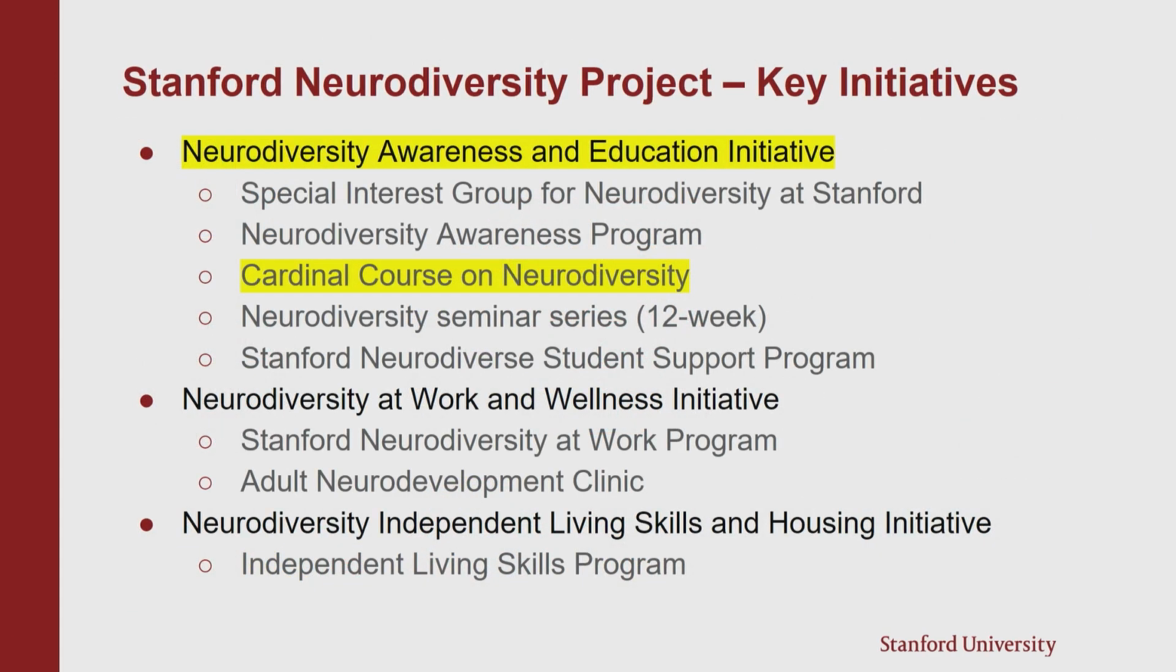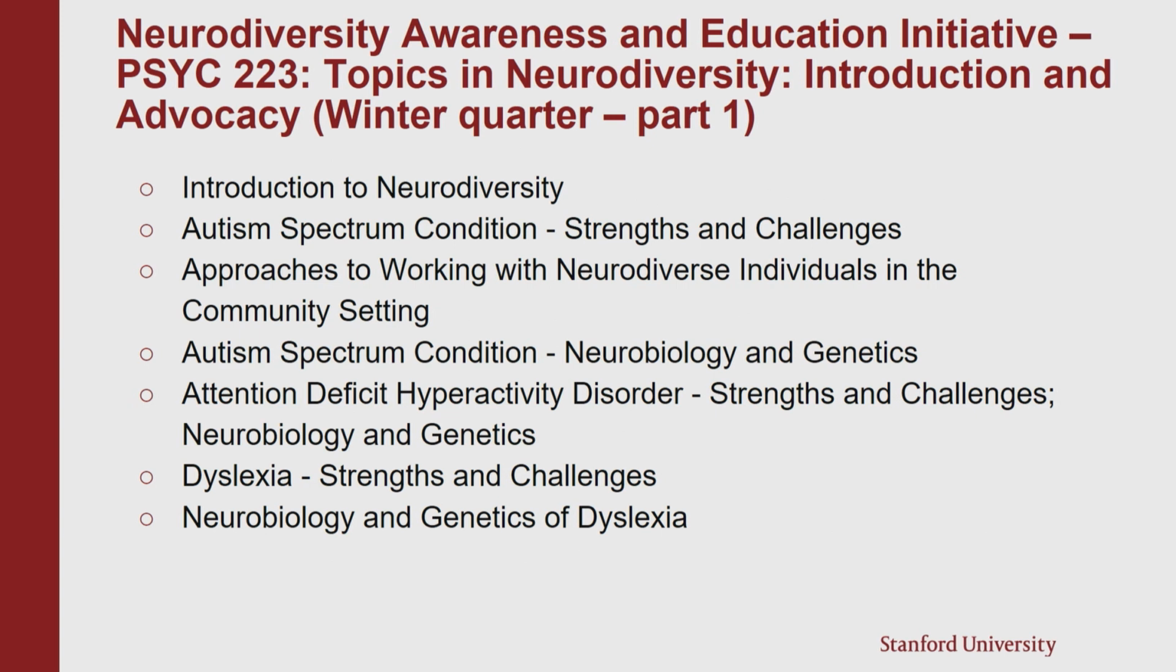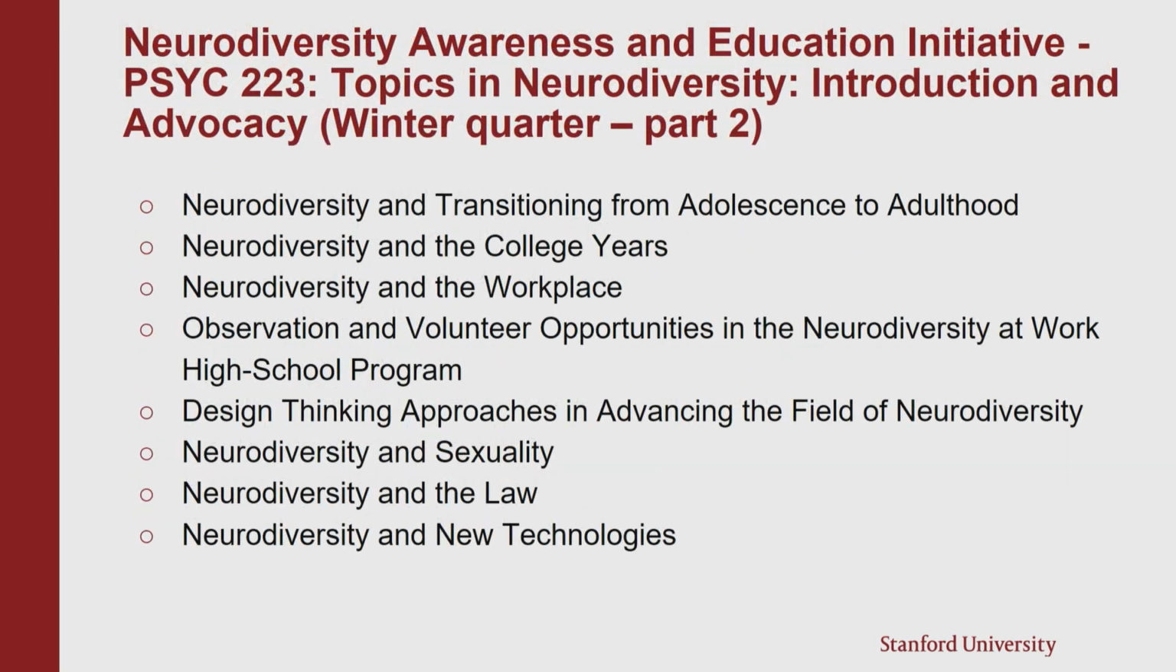And we are also teaching our students about neurodiversity. So we started a course called Topics in Neurodiversity, Introduction and Efficacy. We talk about dyslexia, ADHD, and autism in various different aspects, so behaviorally, socially, and biologically, and how students at Stanford can think about the efficacy opportunities.